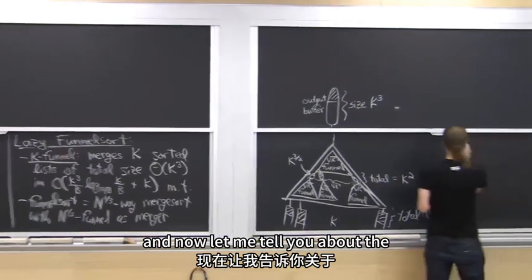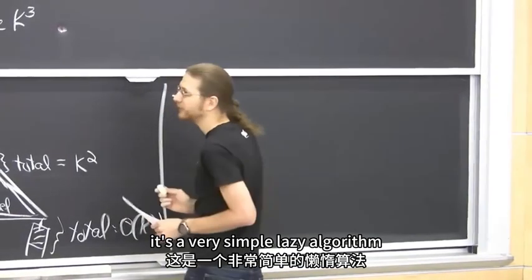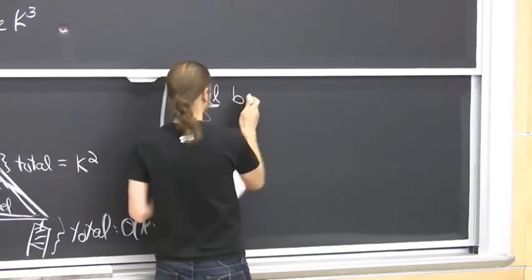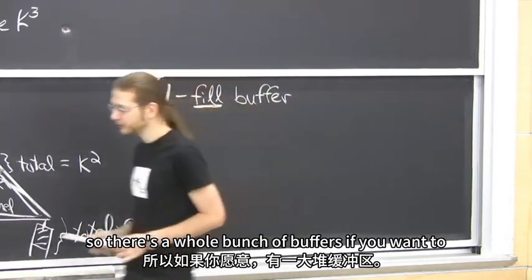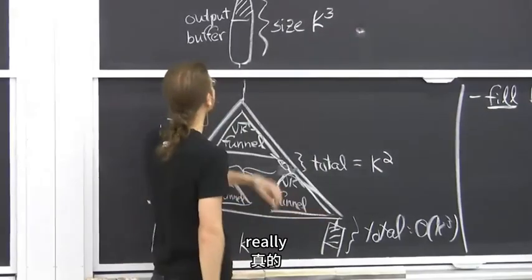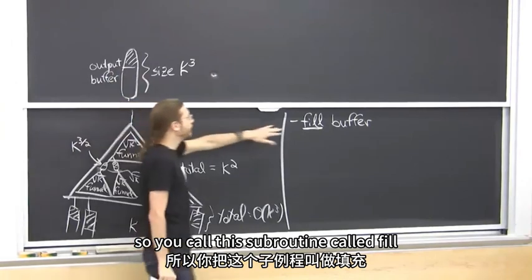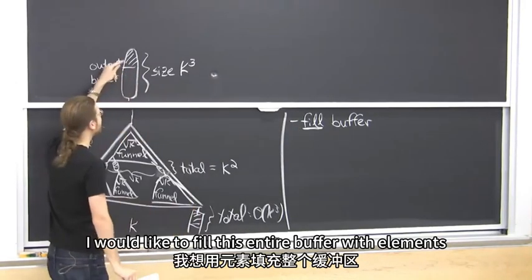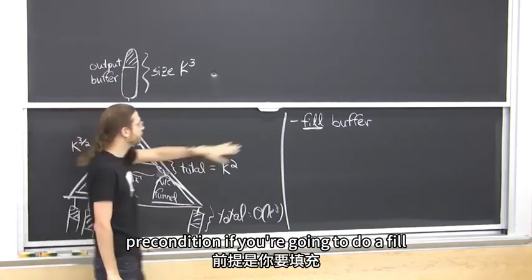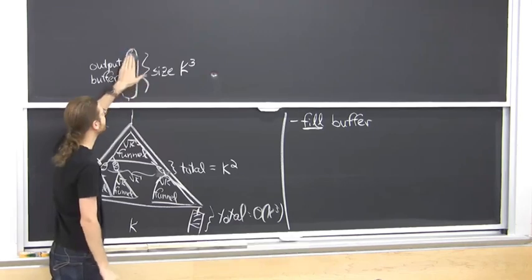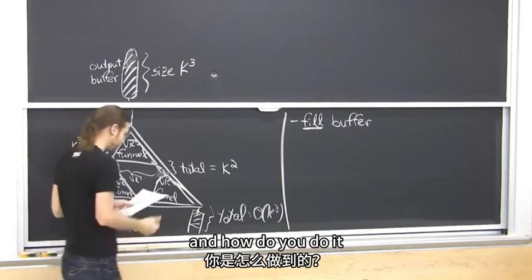And now let me tell you about the actual algorithm to do this. It's a very simple, lazy algorithm. So there's a whole bunch of buffers. If you want to do this merge, really what you'd like to do is fill this output buffer. So you call this subroutine called fill on the output buffer and say, I would like to fill this entire buffer with elements. Precondition, if you're going to do a fill, right now the buffer is empty. And then at the end of the fill, you'd like this to be completely full. And how do you do it?